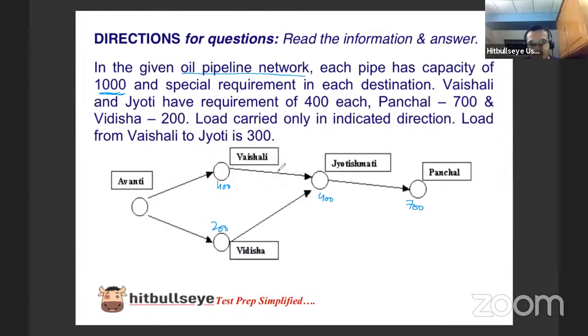Vaishali to Jyoti, this will put us in the direction of this pipe. This pipe is carrying how much? 300 liters of oil or fuel, whatever, right? So first thing before we go to the questions, my question is how many liters will be going from Avanti to Vaishali? Please confirm. Yashika is saying 100 liters. How, Yashika? Please confirm. Okay, Mayank and Shivika are saying 700.